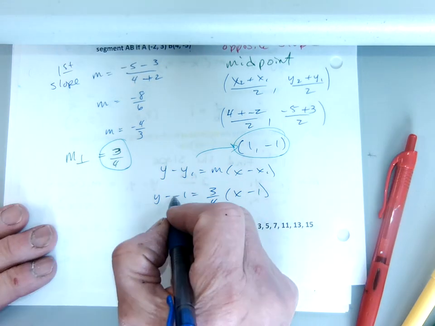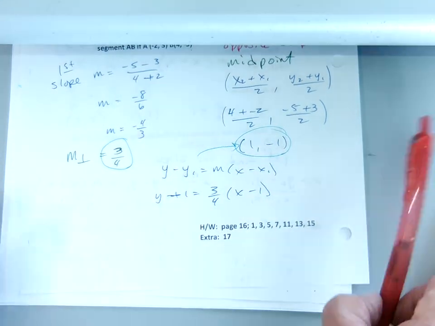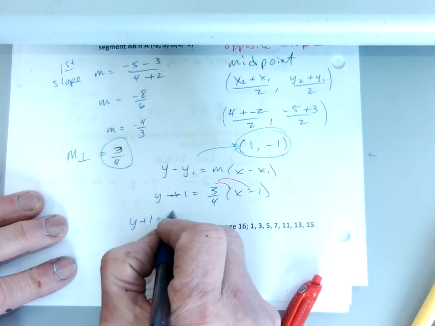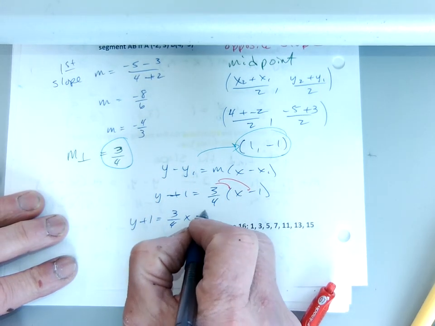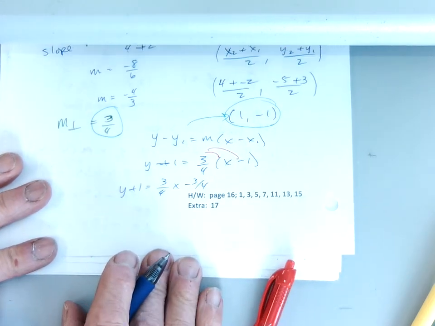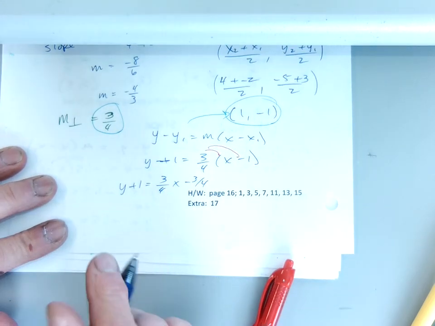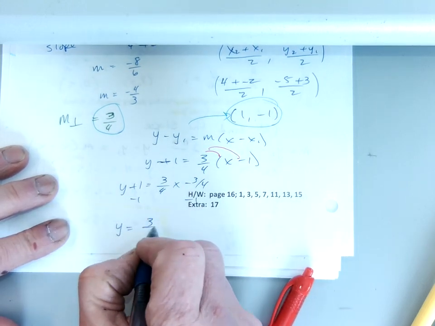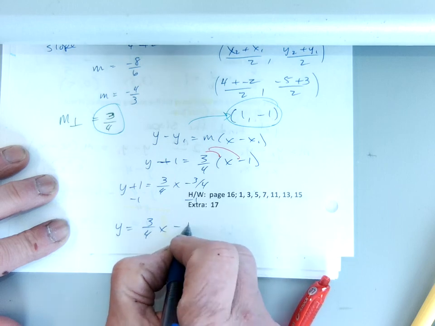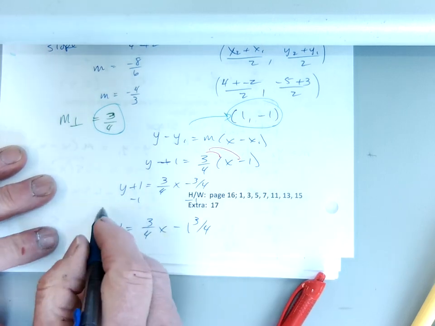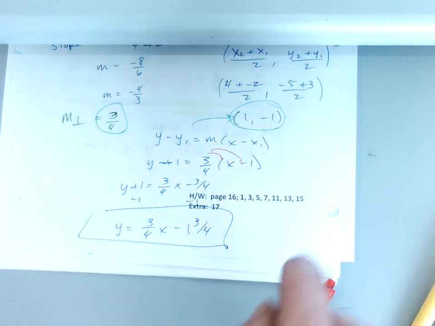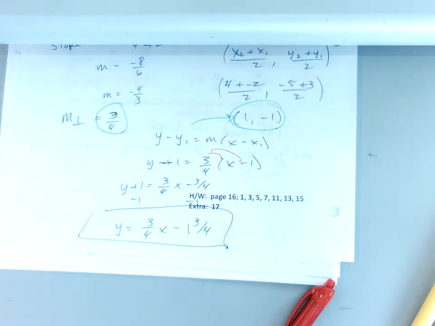Double negative makes it a plus, and I'm going to distribute here. So I have y plus 1 equals 3/4 x minus 3/4. So I'll go minus 1, y equals 3/4 x minus 1 and 3/4. This is the line that goes through the middle, the midpoint, at 90 degrees, or perpendicular.